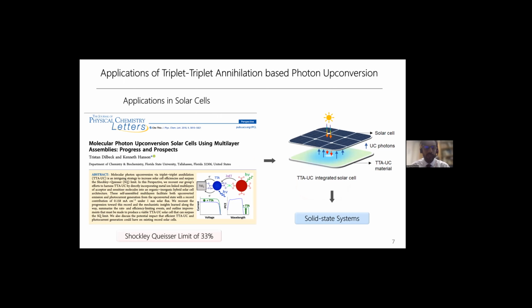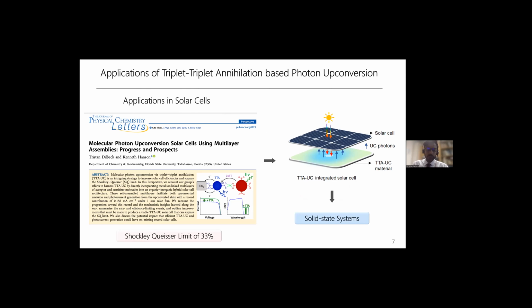But why are we studying this system? Because they do have certain applications. One is in biology and the other one is in solar cells. How? Actually, the conventional solar cells that we see around us have a limit of converting solar energy into electricity. That limit is known as the Shockley-Queisser limit, and it is at 33%.